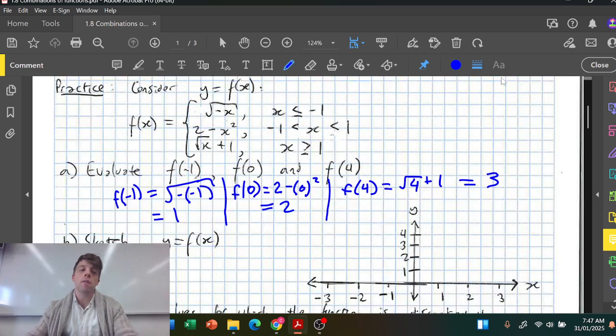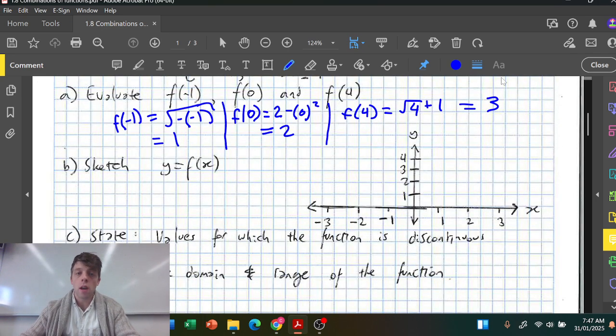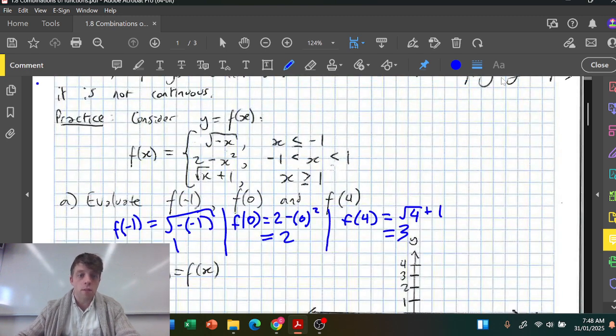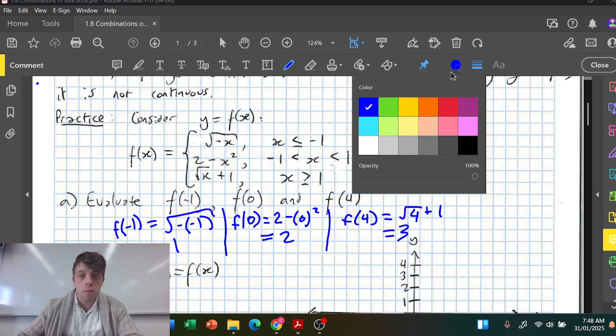Okay, so now we've kind of got an idea about how this might work. Let's see if we can now sketch the equation. In order to sketch this equation, we're going to sketch it using this axis over here. What we need to do is consider the shape of each of the three functions, or each of the three rules, that make up the function.